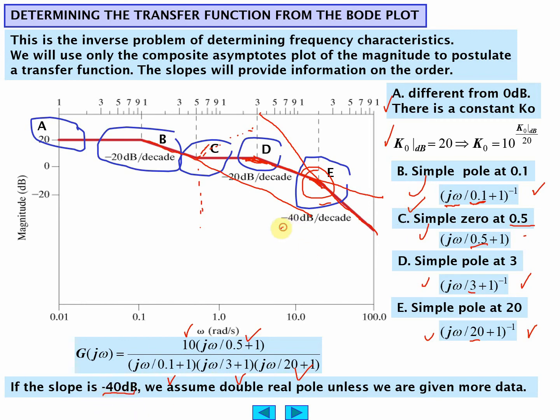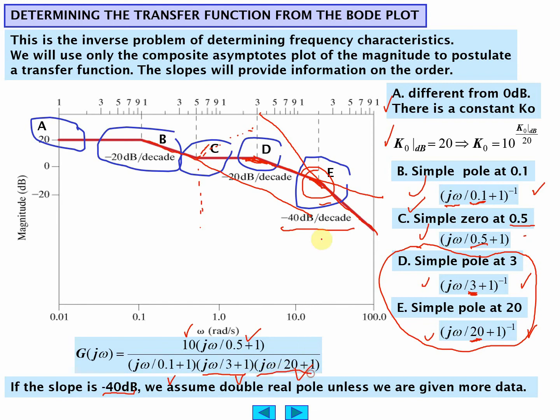Here, the slope is -40. What this is telling us might be one of two things, and it's the first thing I'm going to talk about. Is it the last two poles? They don't have the same root, so it's just the product of the two.